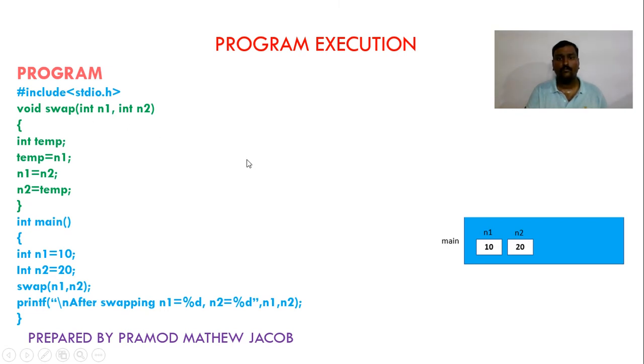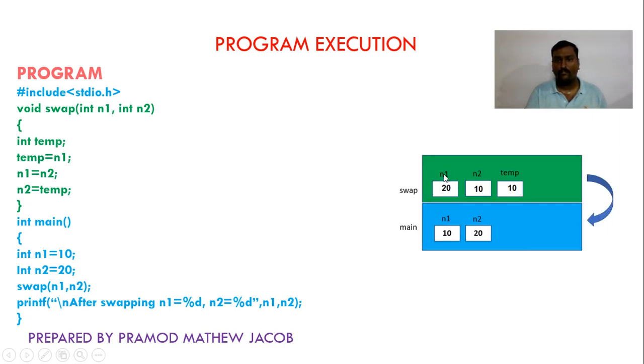So the scope of n1 and n2 in main is the entire time of the execution, that is, the entire time of both the main function and swap function, and the scope of n1, n2 and temp in swap is only during the execution of this swap function. After the execution of the swap function, the activation record will be deleted. So the scope of n1, n2 and temp will be only during the execution time of the swap function, and the active region of n1 and n2 declared in the main function will be till the entire lifetime of the program.